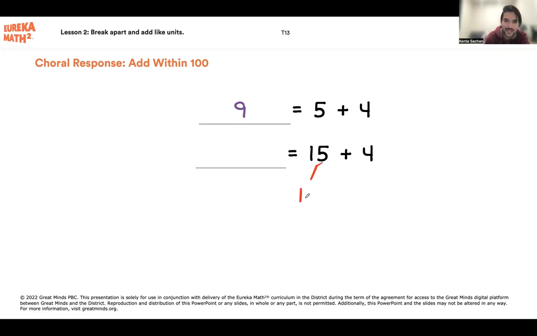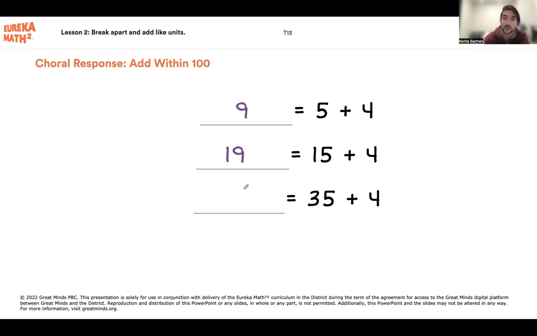Now we got a 10 and a 5 plus 4. Yep. Amarani? 29. Or sorry, 19, right? Not 29, 19. Because 5 plus 4 is 9, plus 10 is 19. Great. Ooh, now we got 35 plus 4. I know it's a bigger number, but don't be scared. You can just break this down as 30 and 5. We can add 5 plus 4 first. So what is 35 plus 4? Christopher?